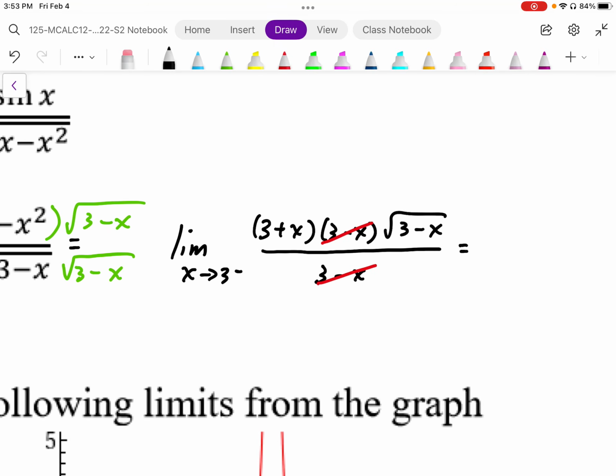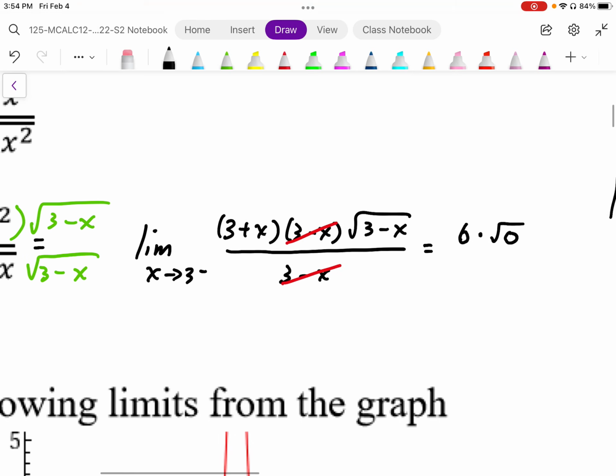I can now evaluate this limit. So I'm going to plug in 3 from the negative side. So plug in 3, I get 3 plus 3 is 6, times the square root of 3 minus 3, which is 0, and I get the same answer of 0. So the limit in both cases is equal to 0. And again, I can check this on my graph.